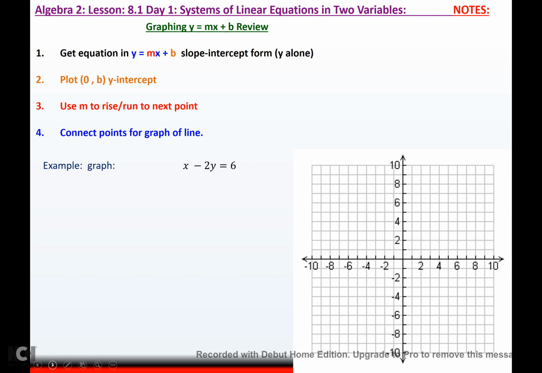All right, so let's review on how to graph, okay? First thing you do is get your equation in y equals mx plus b form, slope-intercept form, which means get y alone. You're going to plot (0, b), which is going to be the y-intercept, and then you're going to use your slope to rise and run to the next point and connect them.